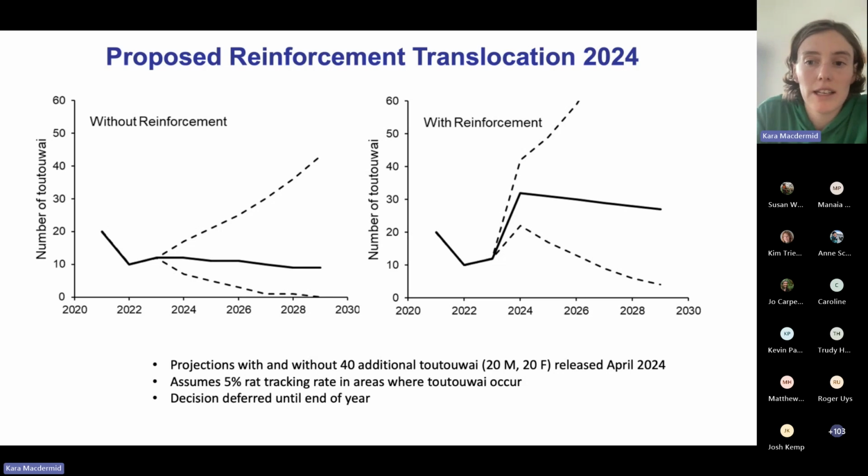So these graphs show the number of adult tōtōī present at the start of each breeding season so far, and then predicts the next 5 years with and without a reinforcement translocation of another 40 birds. The projections with reinforcement on the right there assume that 40 additional tōtōī are released next year, and that they have equal probability of establishing as the birds did in 2021, so about 50%, and there's 50% chance of an establishing bird being a male or a female.